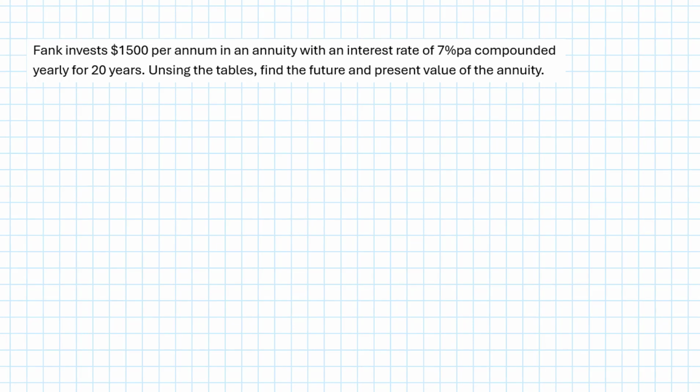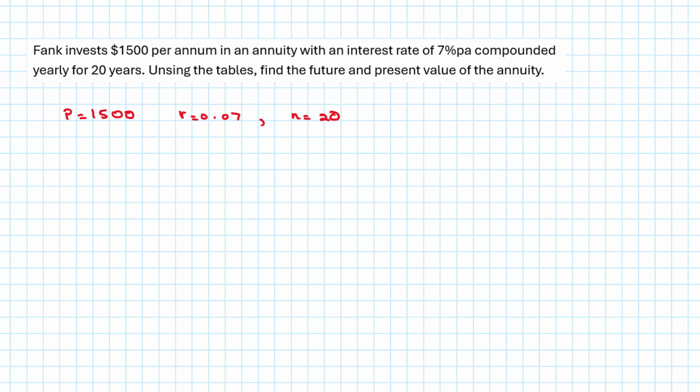So Frank invests $1,500 per annum. So that's the principal of investment. So P is 1,500. And an annuity with a rate of 7%, so 0.07, compounded yearly for 20 years. Okay, so really straightforward. They've identified it's exactly 20 years. We're assuming it's happening at the end of each time period. So the last payment goes at the end of the 20th year, and then it's withdrawn straight away. So everything's set up nicely.